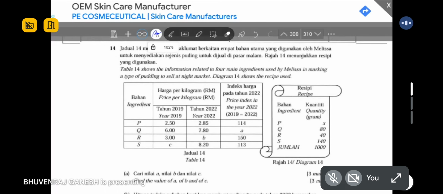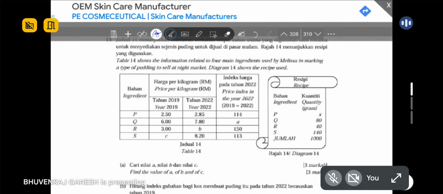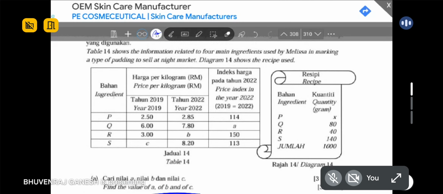Okay? Alright. So now, question number 14. They ask you to find A, B, and C, guys. Cari nilai A, B, dan C. So how? Okay, very simple. Index is very straightforward, guys. A is index, right? So just use the formula.